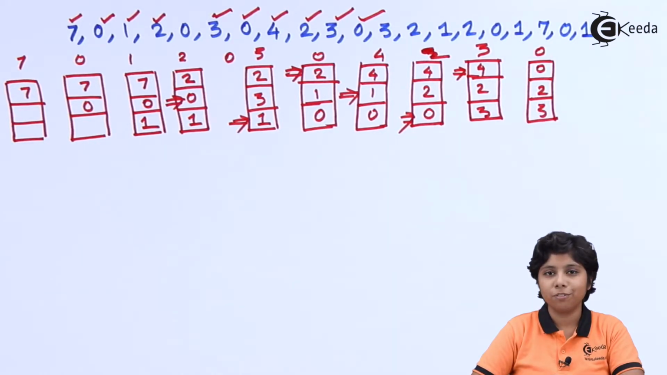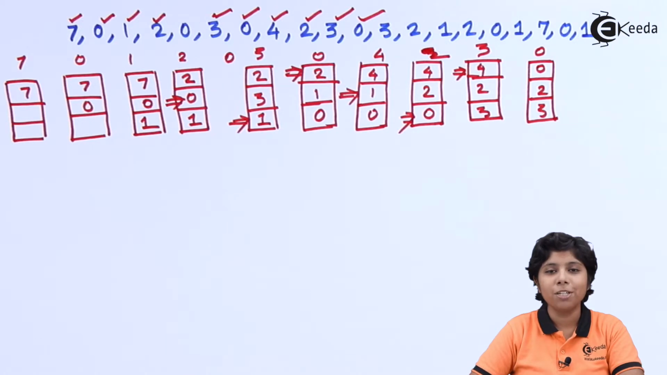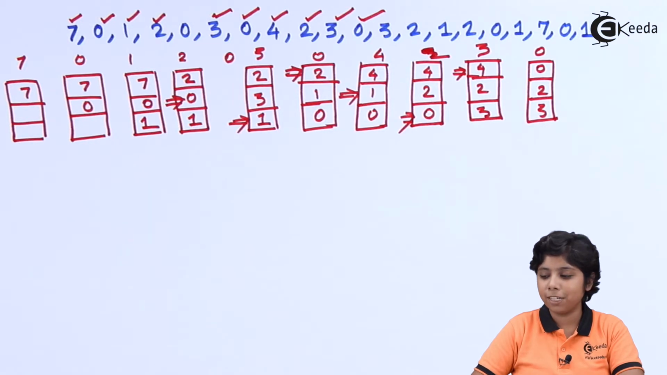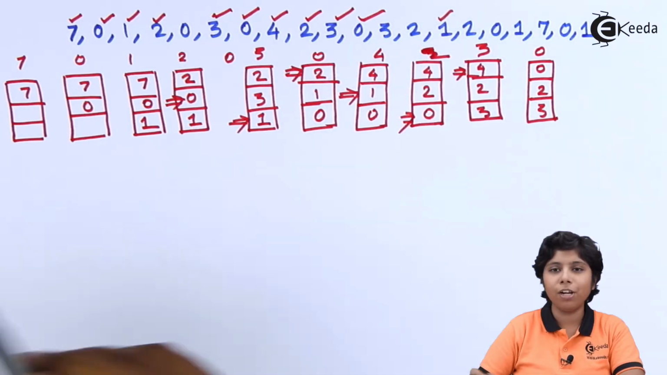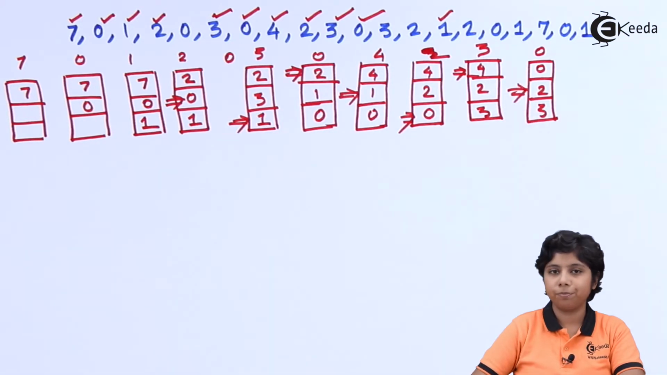Same for the 0. Now the next one is 3. As we can see, 3 is already present in the frame, so 3 will not cause a page fault. As for 2, 2 is also present in the frame, so it will also not cause a page fault. The next appearing page is 1. 1 will cause a page fault and it will replace this 2, as this was the oldest page in the frame.